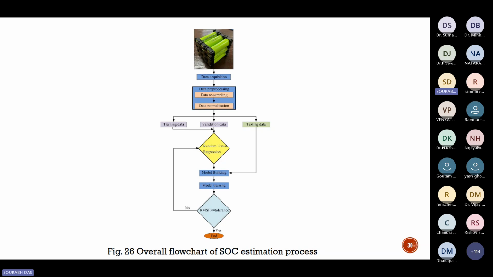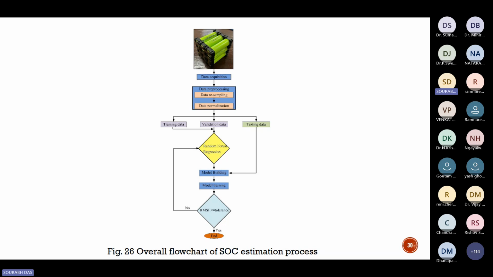Then training data. Now we have normalized all the data, and now we have to train the model. The training data is the subset of data used to train the model, enabling the algorithm to learn the pattern and the relationship between all the parameters. Generally 70%, but it's up to the user. What I have used is that 70% of the data has been used as training data.